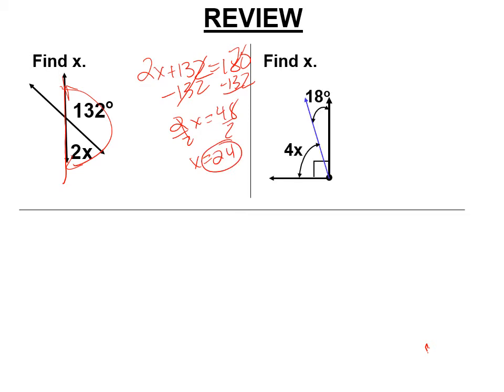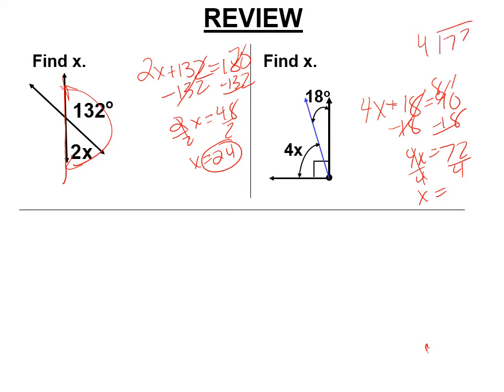Right, those are complementary angles that add up to 90. Now, they don't have to be next to each other to be complementary, but there's an angle that's 4x and an angle 18, and they have to add up to this 90-degree angle. So we're subtracting 18 from both sides. 4x, we're borrowing. 4x equals 72, divide by 4. 4 goes into 7 once. 4 goes into 32, 8. And so x is 18.